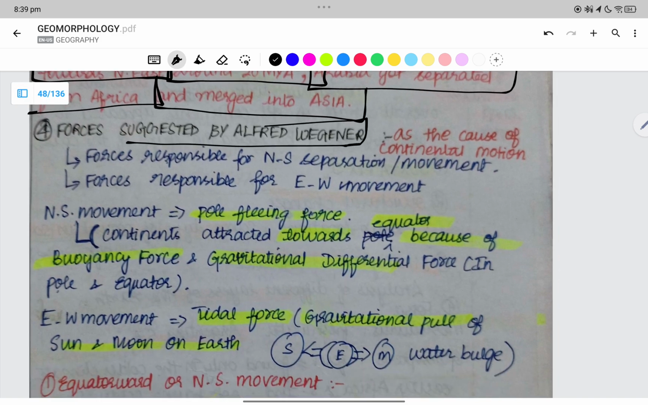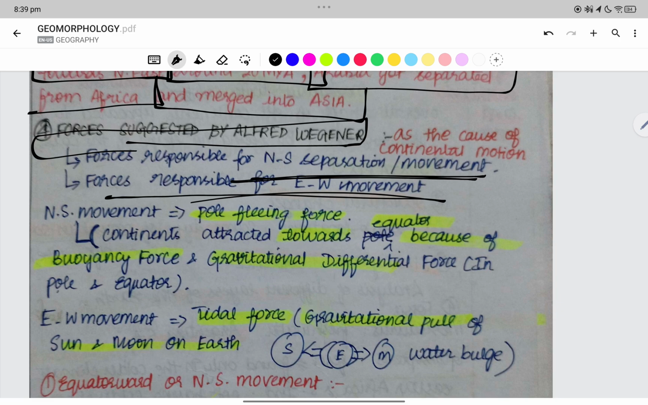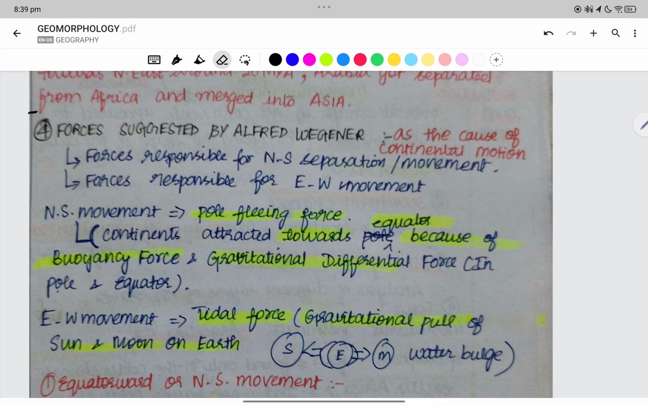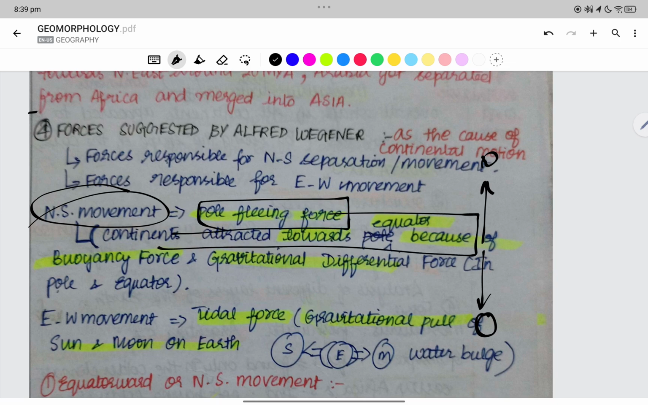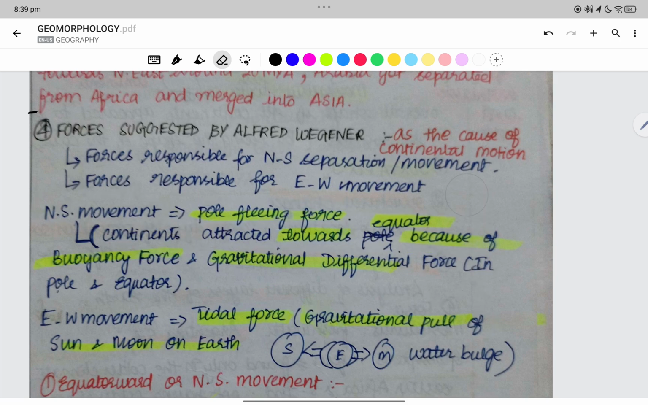The forces suggested by Wegener are for the north-south separation. There are forces responsible for the north-south separation, and also forces responsible for the east-west separation, right? The continents are moving towards the north and towards the south. North-south movement is due to the pole fleeing forces. The continents are attracted towards the equator. Pole fleeing means you move away from the poles. North-south movement is because of the pole fleeing forces.